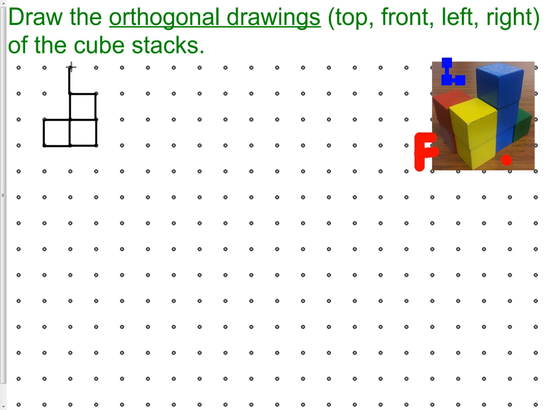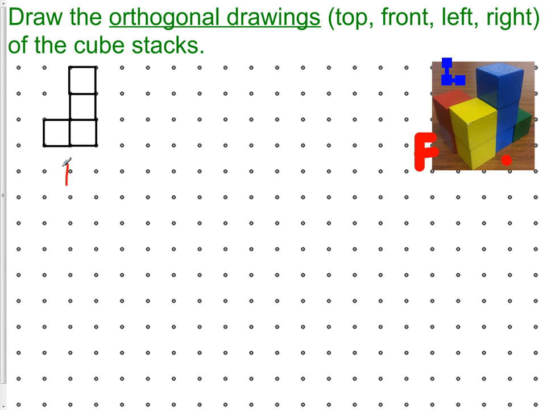So there would be an orthogonal view. So we'll put an F here for front. Or excuse me, top. I was doing top, not front. So there's our top view. I apologize, I think I said front. So there's our top view.